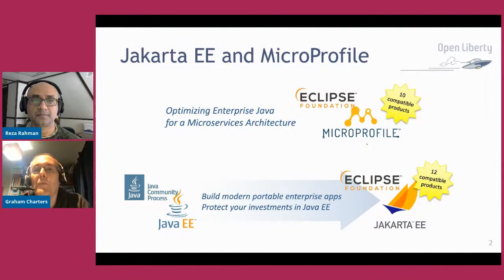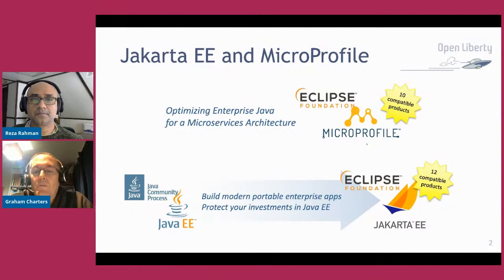And then more recently, Oracle donated the technology to the Eclipse Foundation and Jakarta EE was formed. So Jakarta EE is the kind of the path forward for Java EE. It's the way we're going to evolve the Java EE specifications going forward. So it gives you a way to essentially protect your investment in your existing Java EE technology. There's a path forward through the Jakarta EE standards. But also Jakarta EE is a way to build modern portable enterprise applications. And there are a number of products that implement Jakarta EE.